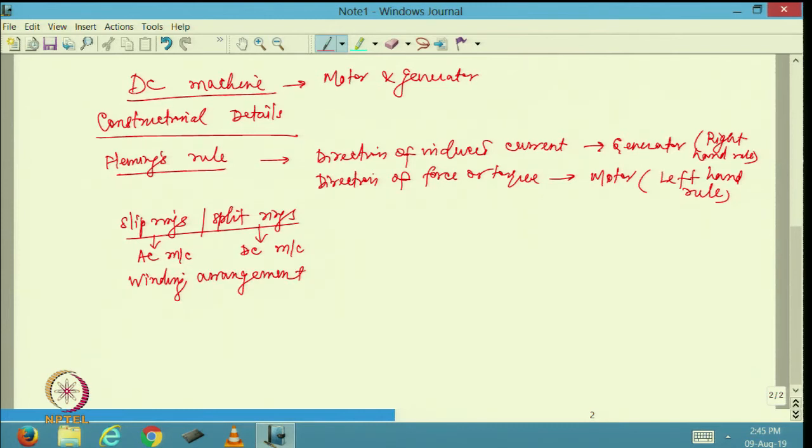So, this is what we are going to cover in this particular lecture. Winding arrangement, specifically in a DC machine, is what we are going to look at.